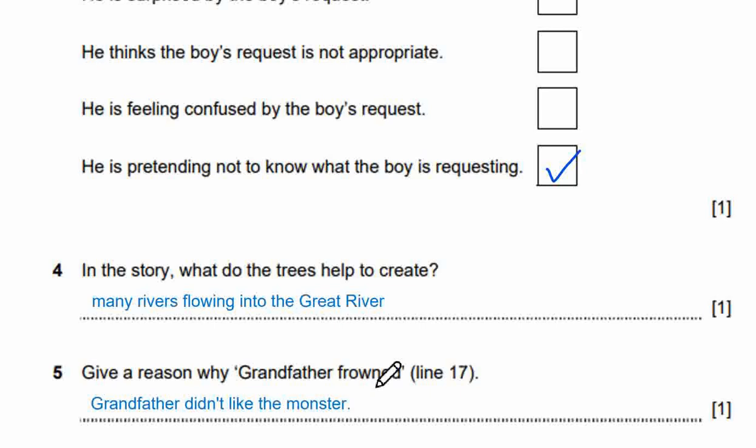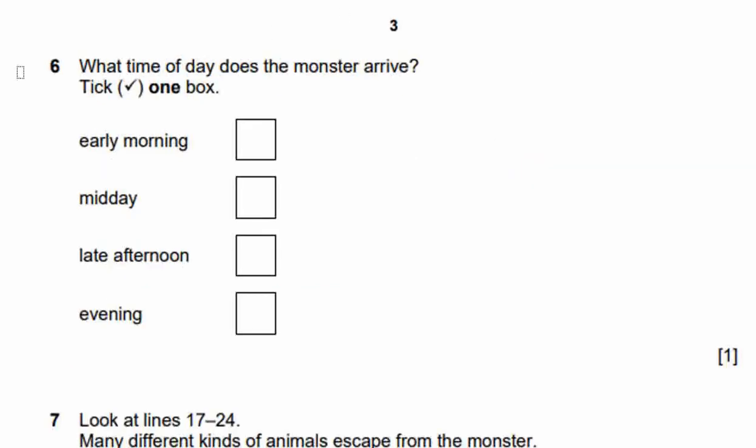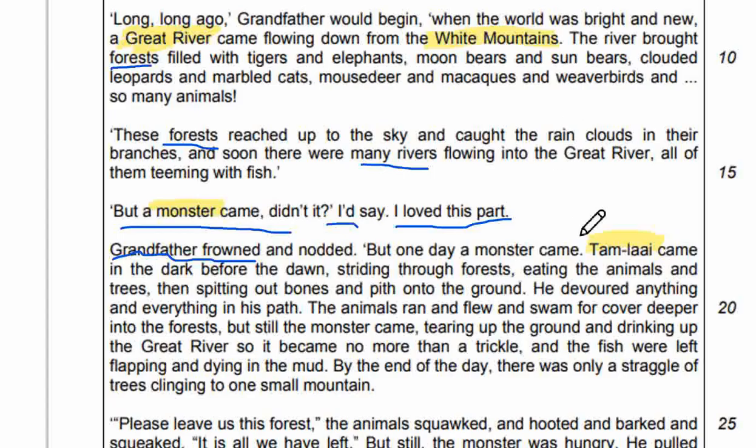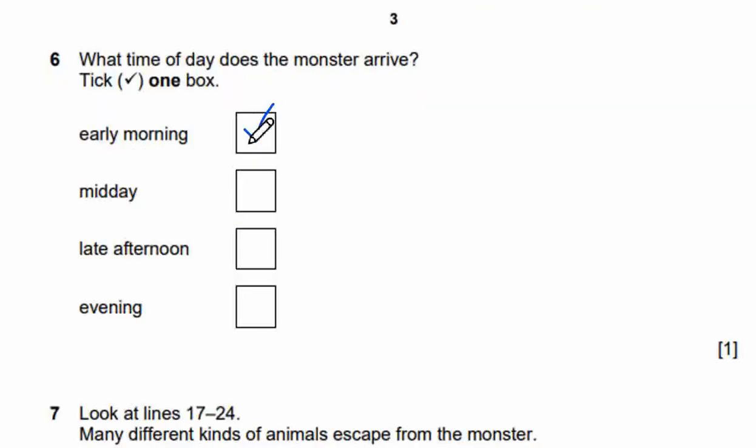Now let's move to question number 6. What time of day does the monster arrive? Early morning, midday, late afternoon, or evening? So the monster arrived at what time? Let's check. It says Timlag came in the dark before the dawn. So that is the time before the dawn. It means the answer is early morning, not midday, not late afternoon, and not evening.